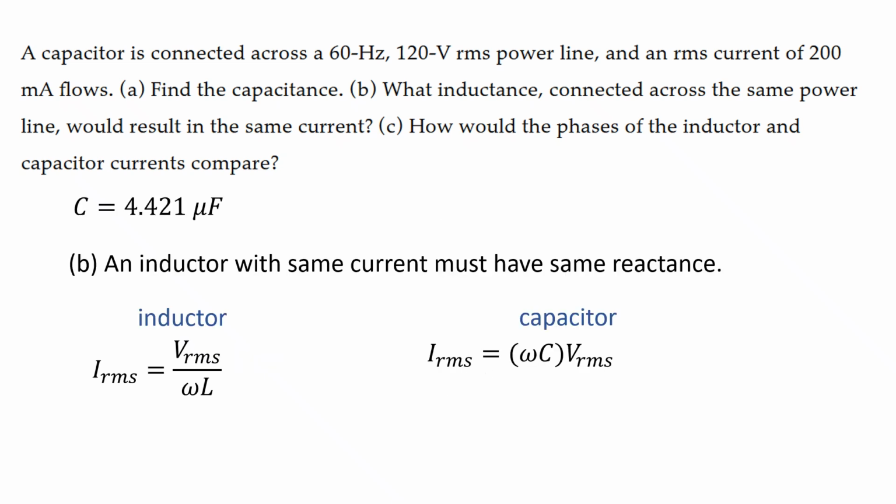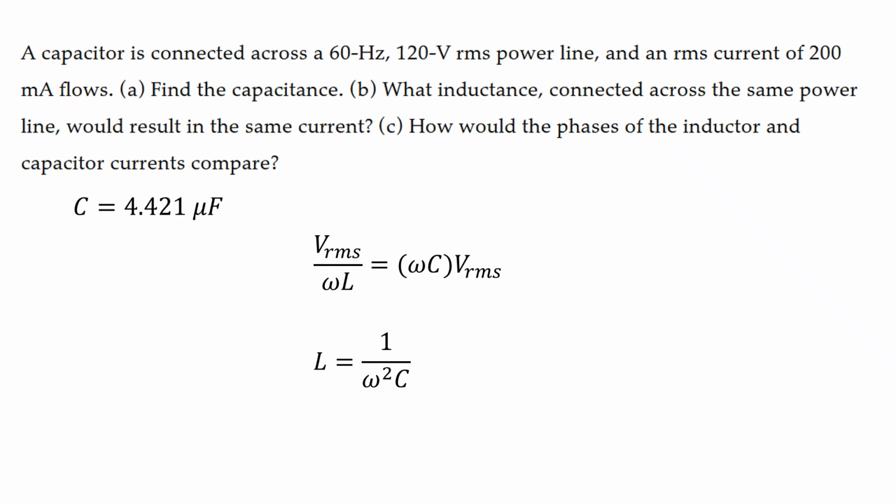Question B, an inductor with the same current must have the same reactance. Okay, so reminding ourselves, for an inductor, current is voltage over omega L. For a capacitor, current is omega C times voltage. And so we're going to set those currents equal to each other because we want to result in the same current. So what inductance is going to do that?